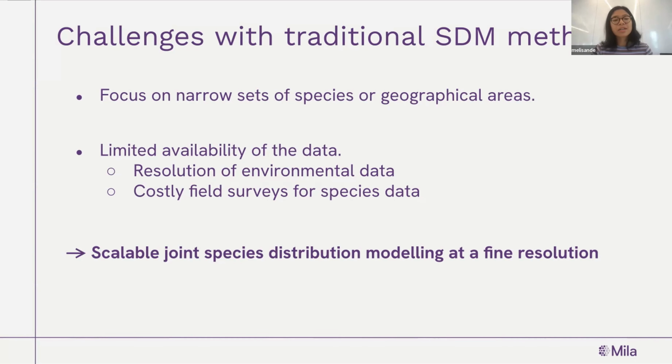So ideally, what we'd like to have is scalable joint species distribution modeling at a fine resolution. Of course, fine resolution depends on what kind of application you have, but we definitely want something that could work at resolutions that are finer than 1 kilometer.